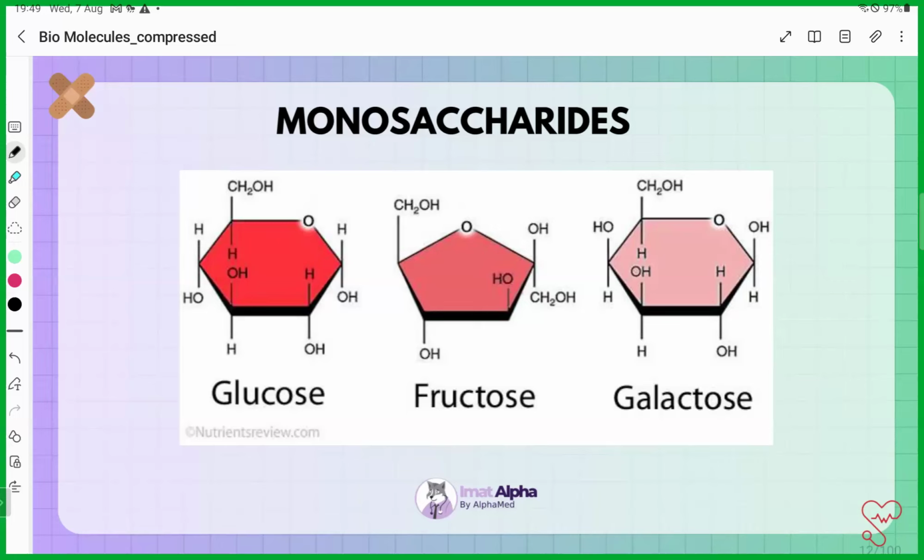I think just the structure of the fructose is different than the glucose and the galactose, and we have a hydroxyl group added in the galactose. But you won't be asked about this anyways. And yeah.